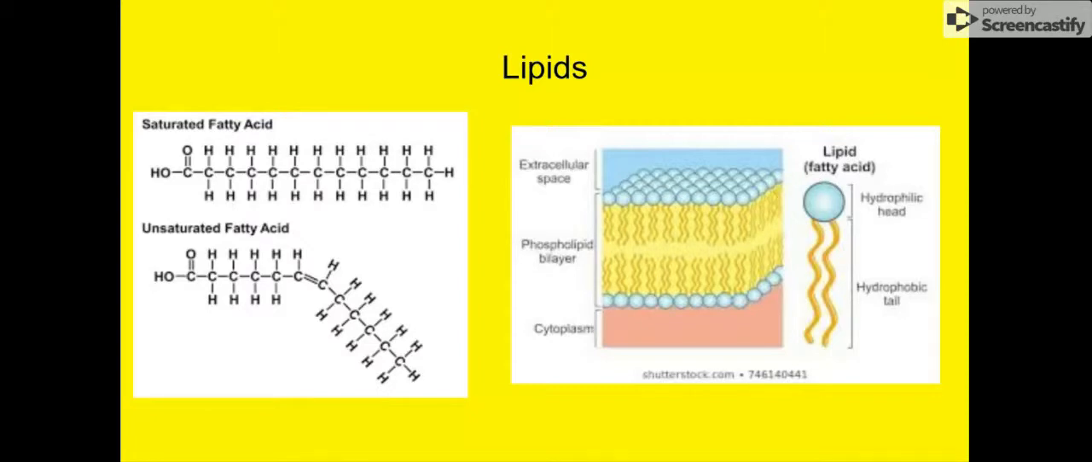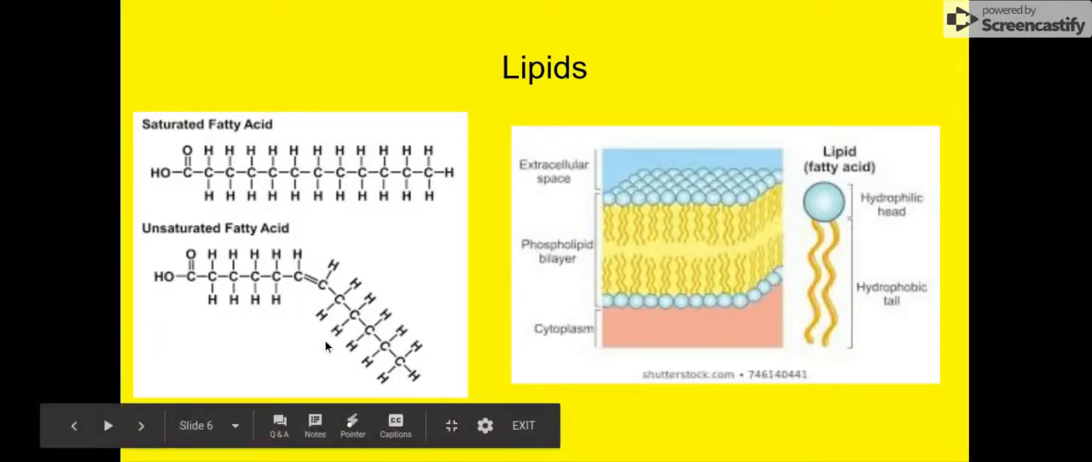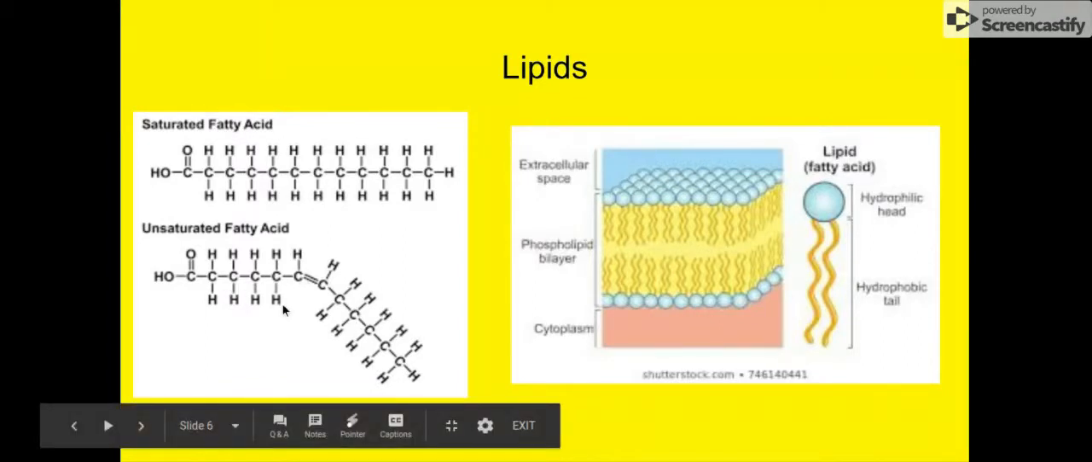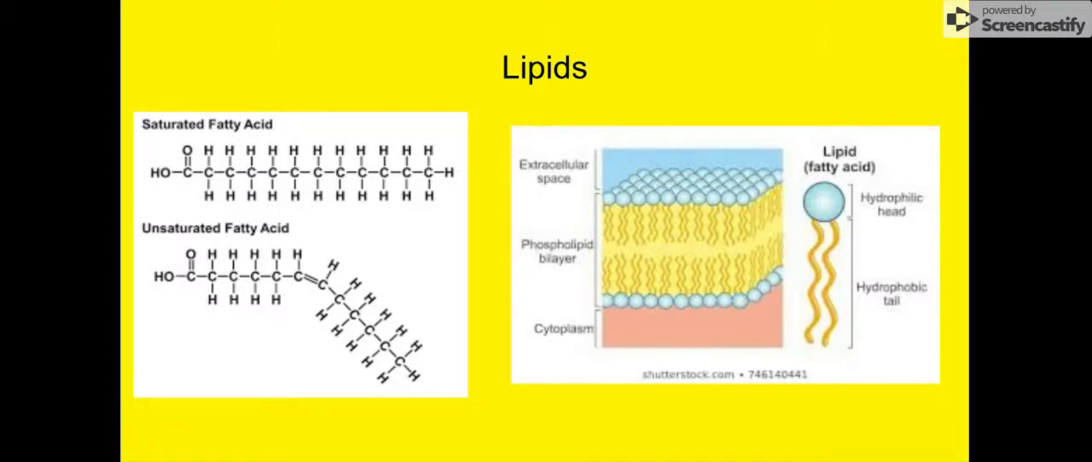Fatty acids can be saturated, which is this straight line right here. It doesn't have any bends. It's less healthy, and it's mostly produced by animals, like butter and lard. Or it can be unsaturated, which has this kink, which makes it more healthy. This is a kink in the phospholipid tail right there. It's mostly produced by plants, and examples are corn oil and olive oil.